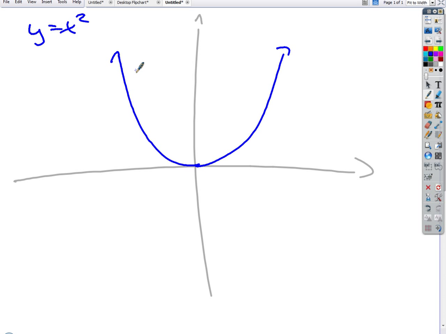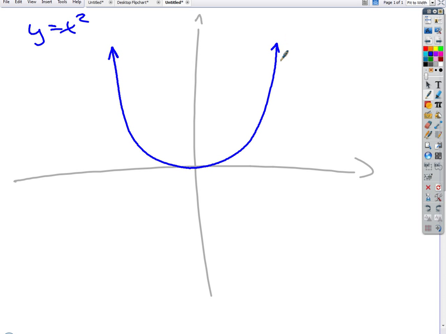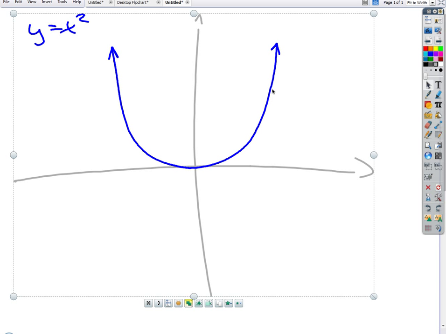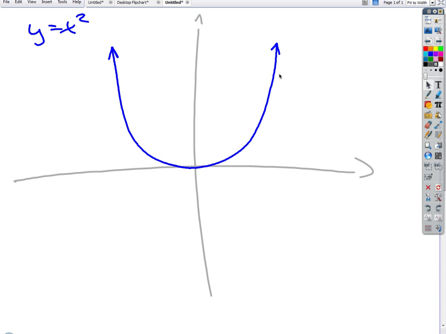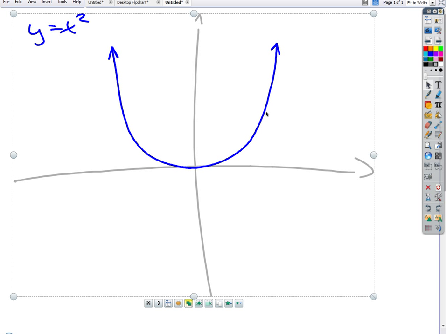We've got to reflect this over the line y equals x. But to do that, it's actually almost easier to do something else. I think you do this in geometry class. Okay, so I gotta do that.